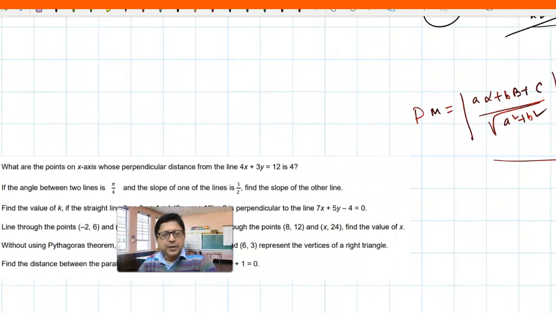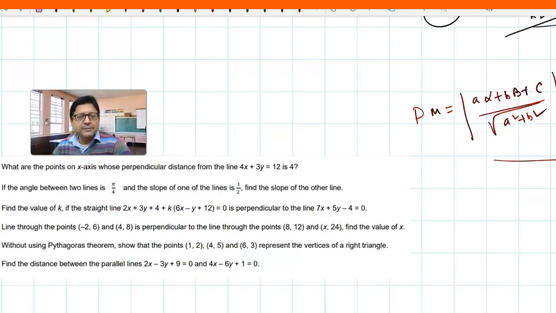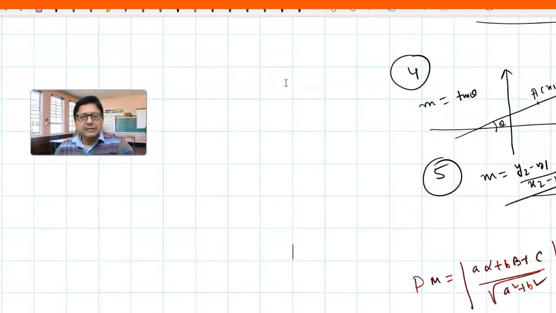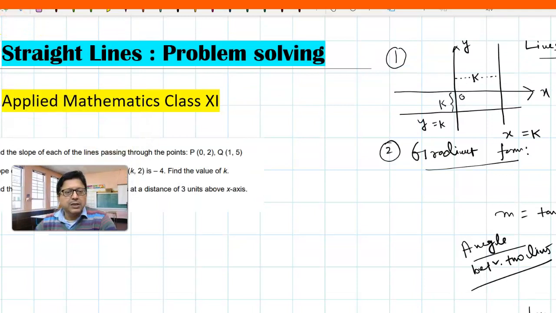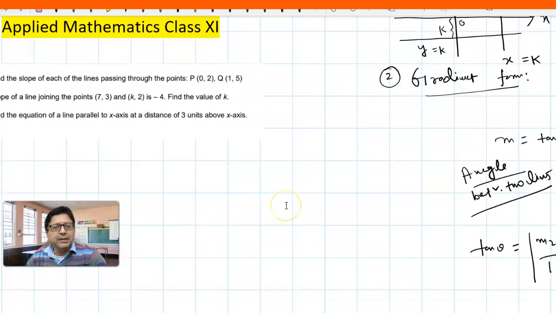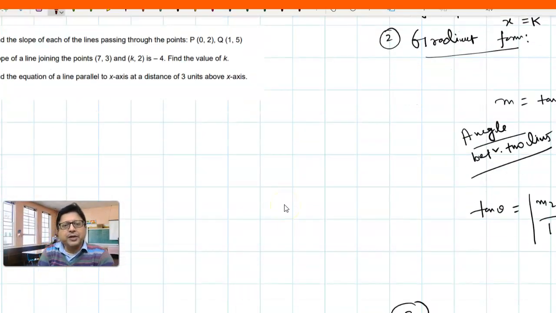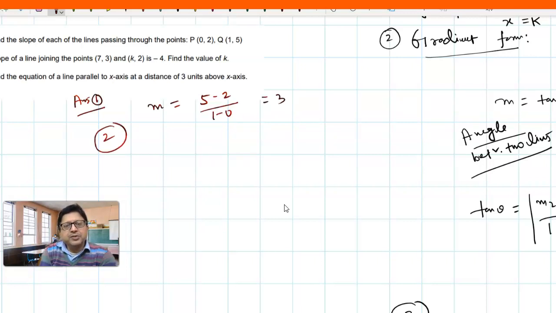So let us see what kind of problem can be there. Look at the sum given here. Find the slope of the line joining these 2 points. Answering the first question is very easy. The slope of a line formula I reminded you: y2 minus y1 by x2 minus x1, 5 minus 2 by 1 minus 0, that is 3. Done.